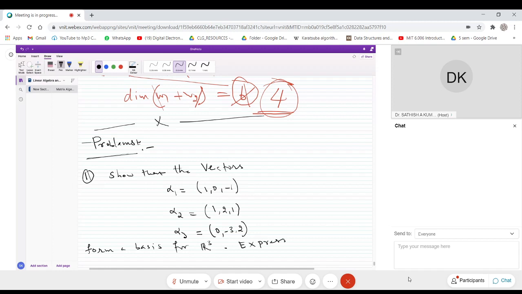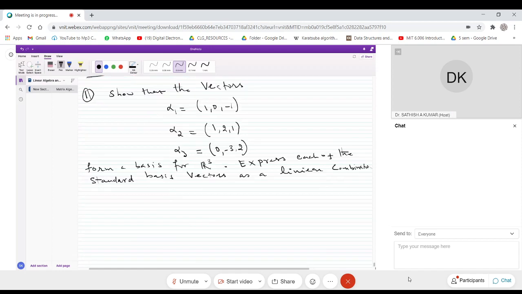Express each of the standard basis vectors as a linear combination of alpha 1, alpha 2, alpha 3.